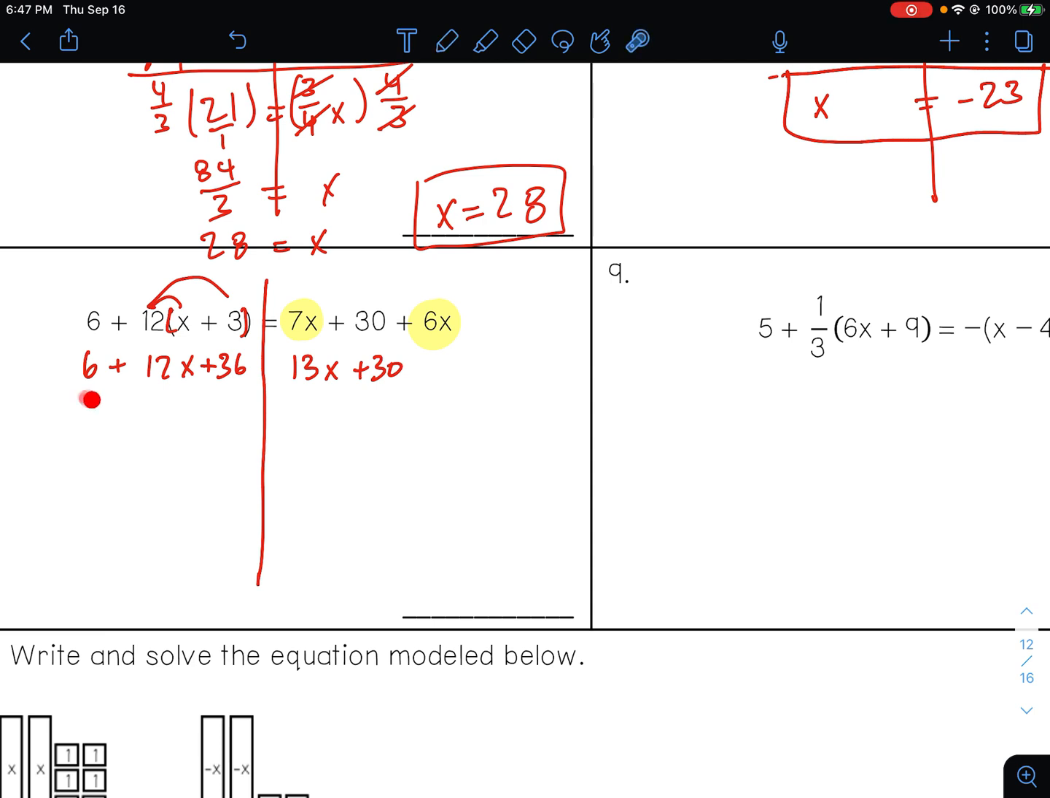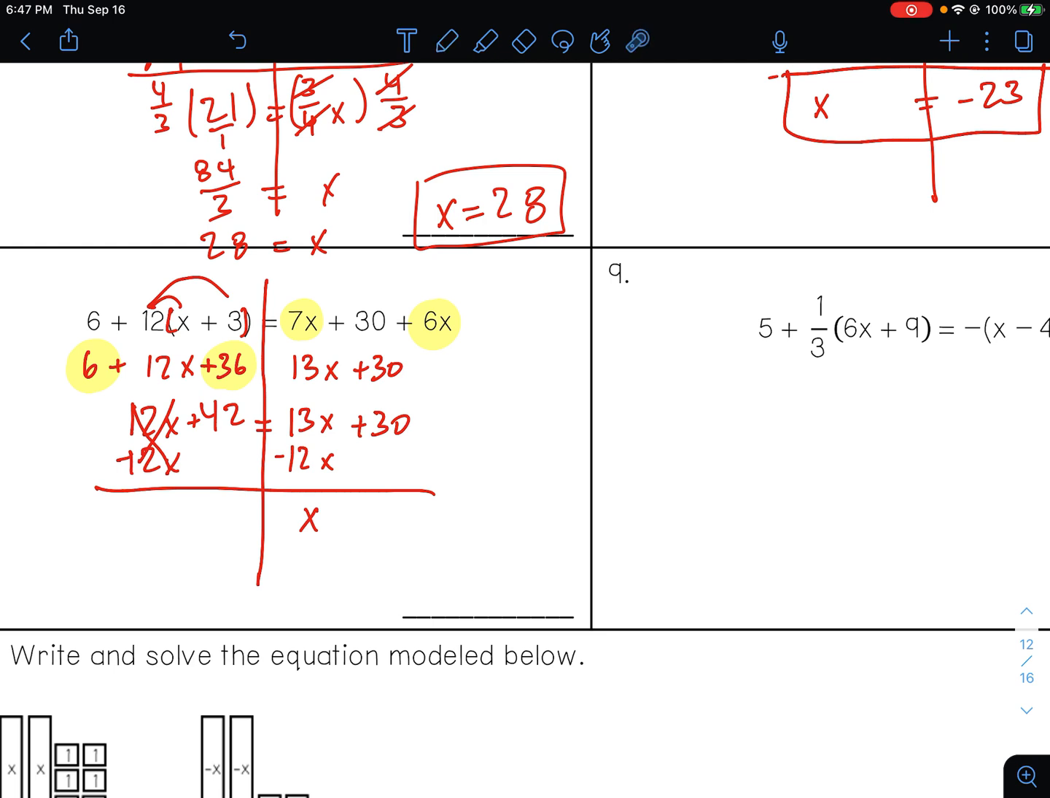On the left side, I now have some stuff to deal with. I have 6, which is positive. I have 36, which is also positive. That equals positive 42. And I also have the 12x, so bring down the 12x. 12x plus 42 equals 13x plus 30. All right, I now have 12x and 13x. Which one do I want to get rid of? I'm going to get rid of the 12x because it's smaller. Subtract 12x over here now. And that gets me 1x, or just x.